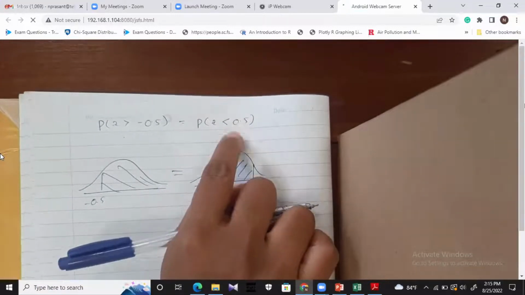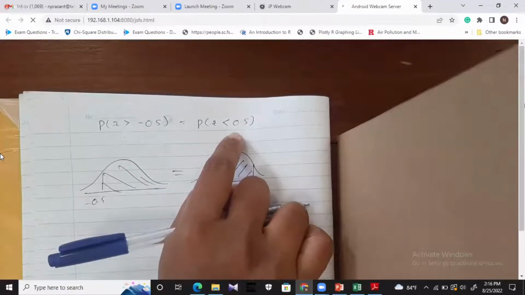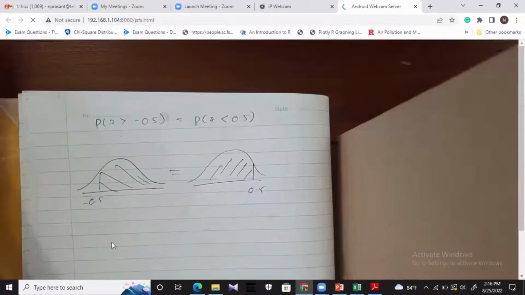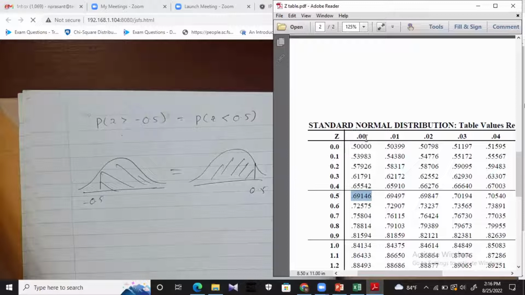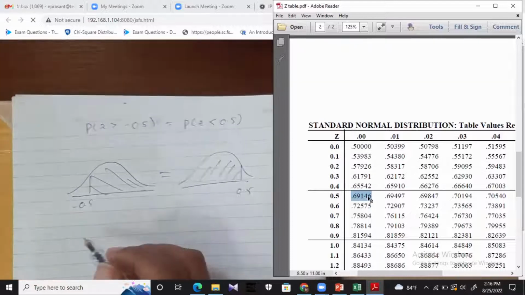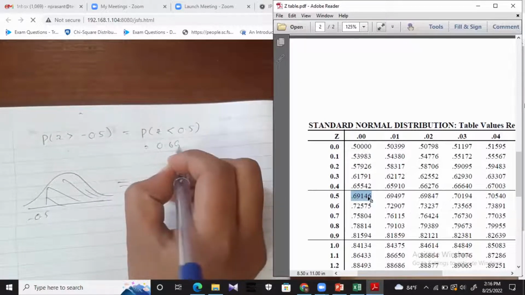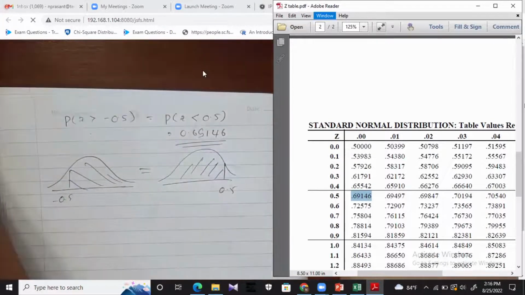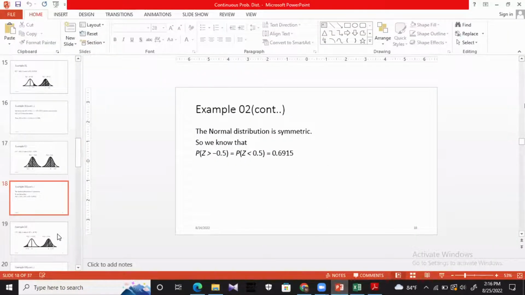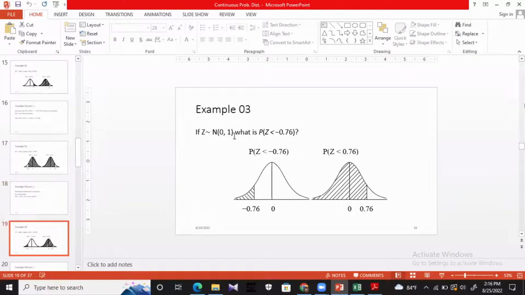Now you can find this probability. You can read this probability from the table directly. 0.5 is here, 0.0. The decimal is 0. 0.50. That is equal to 0.69146. Okay. Right. Now see the next example.